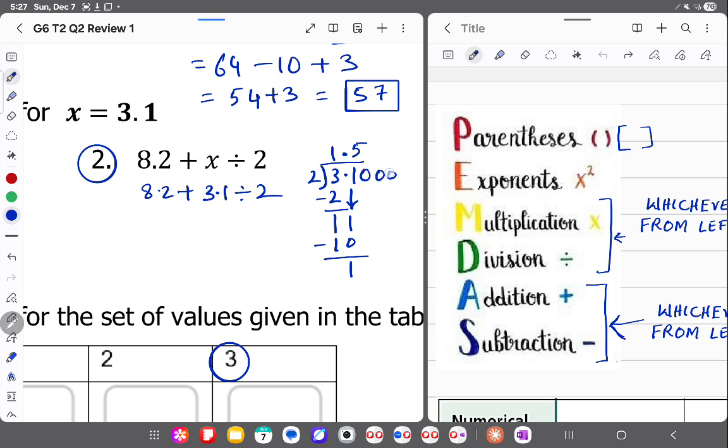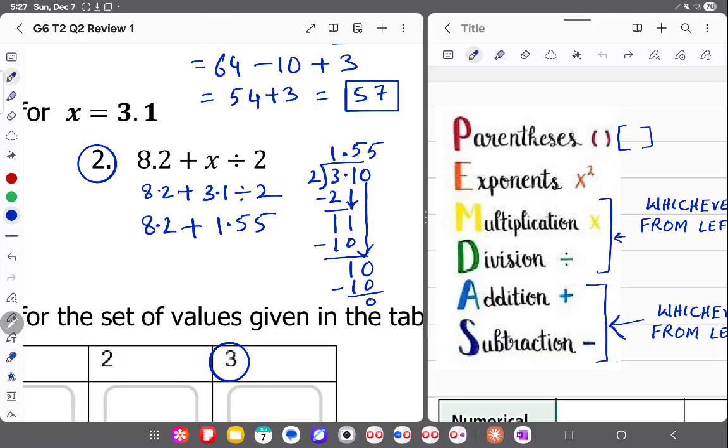I can add as many zeros as I want. It doesn't make a difference. So I'll start by adding 1 zero. 3.10 is the same as 3.1. Now because I added 0, I have the chance to take the 0 down. Now I have here 10. Now 2 times 5 is 10. Remainder is 0. So this answer, I get it as plus 1.55, and 8.2 remains as is.